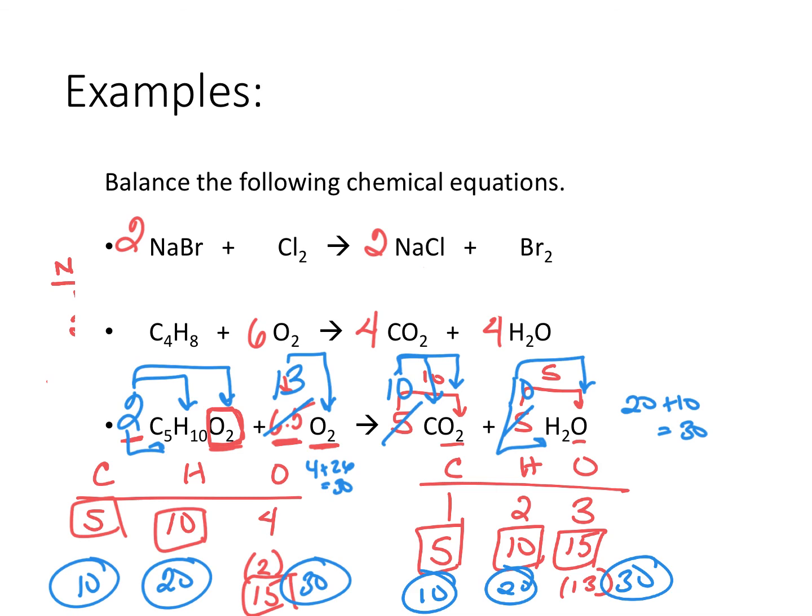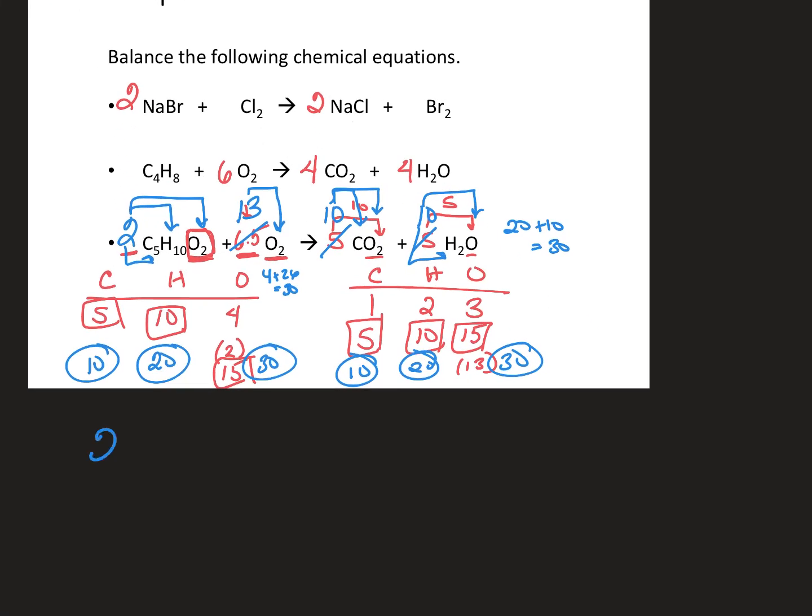Okay, so that's very, very messy. Let's rewrite this. 2 of the C5H10O2 plus 13 O2 yields 10 CO2 plus 10 H2O. So there's your final answer. So hopefully the other thing this is teaching you is do these in pencil, right? You're going to be erasing, changing things quite a bit, or have lots of scrap paper to write out your answers.